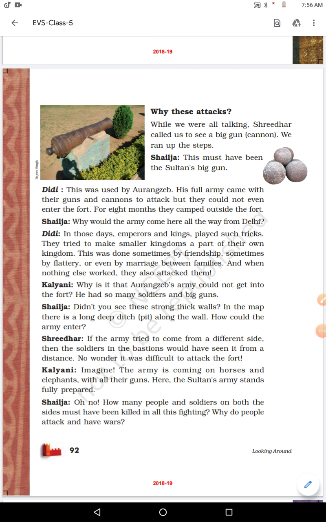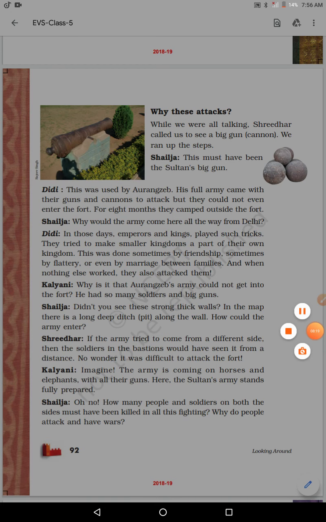Shaileja, this must have been Sultan's big gun. Didi, this was used by Aurangzeb. His full army came with their guns and cannons to attack, but they could not even enter the fort. For 8 months, they camped outside the fort. Shailaja, why would the army come here all the way from Delhi?